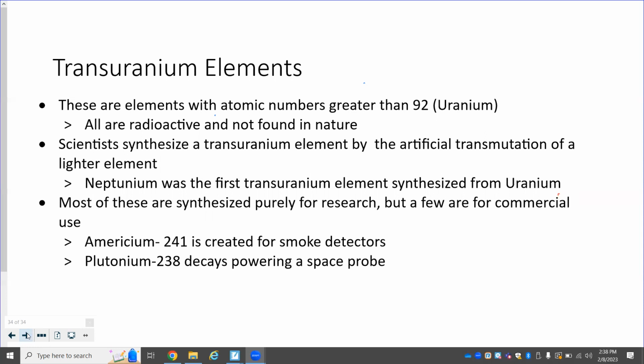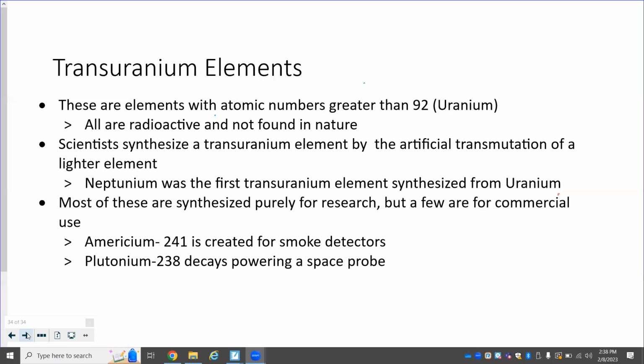Scientists can synthesize these transuranium elements by the artificial transmutation of a lighter element. So they actually can take neptunium, which is found in nature, and go through that transmutation process to form uranium. And remember, we said uranium tends to be used in our nuclear power plants, things like that.